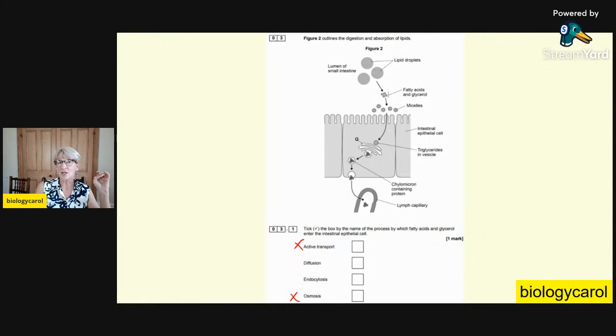It isn't endocytosis because the micelles do not fuse with the cell membrane. They're not made up of quite the same thing. They're not made up of phospholipids, and therefore it isn't endocytosis. So it is diffusion.